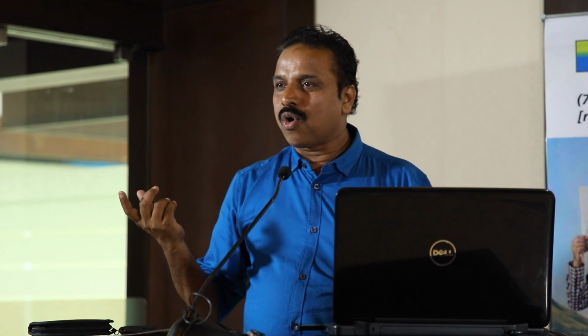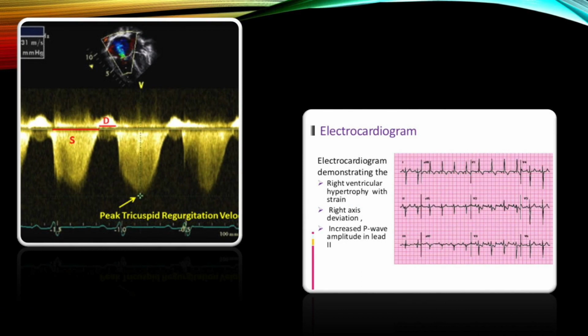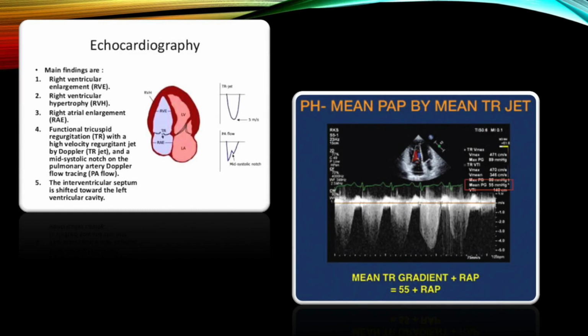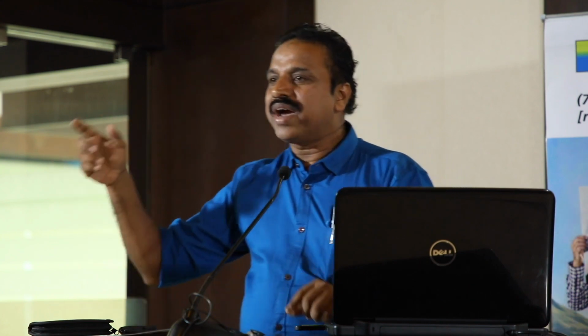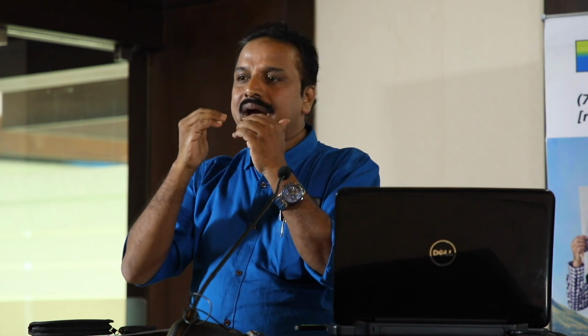Okay, you go for the echo. You are looking at the peak tricuspid regurgitation jet. In the 4-chamber view, you put the transducer and you see the jet. How much jet is there? If it is less than 2.5 meters per second, the patient doesn't have pulmonary artery hypertension. If it is more, like 3, there is a formula. You calculate the regurgitant jet velocity. Suppose it is 3 meters per second. You square it, 3 into 3 is 9, into 4, that is 36. That is the gradient between the right atrium and the right ventricle.